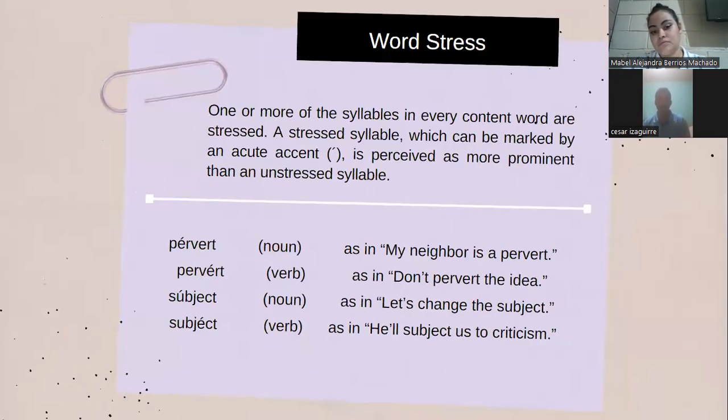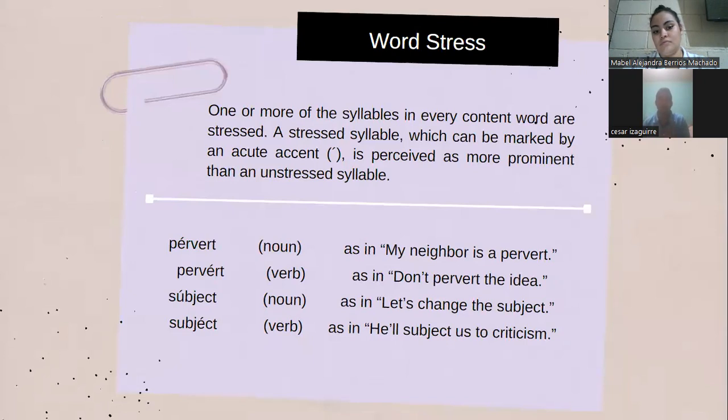In word stress, one or more syllables in a content word are stressed. A stressed syllable can be marked with an acute accent. It is perceived as more prominent than an unstressed syllable.